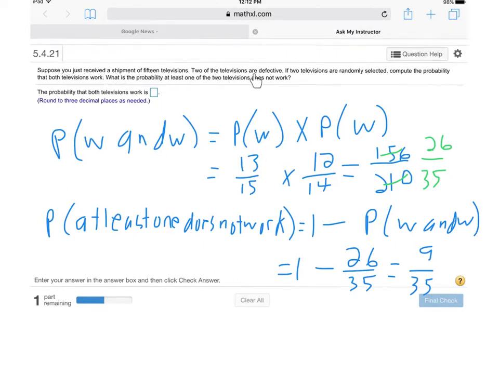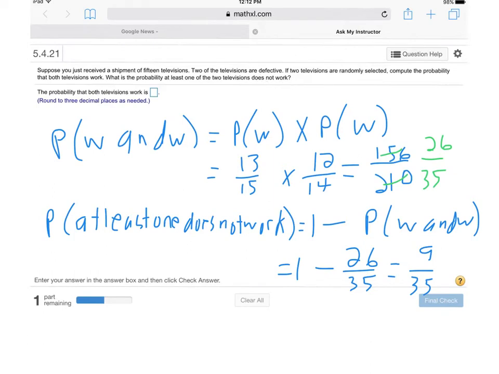Two of the televisions are defective, so that means 13 are working. If two are randomly selected, compute the probability that both work. So I use W for work. What is the probability at least one of the two does not work?